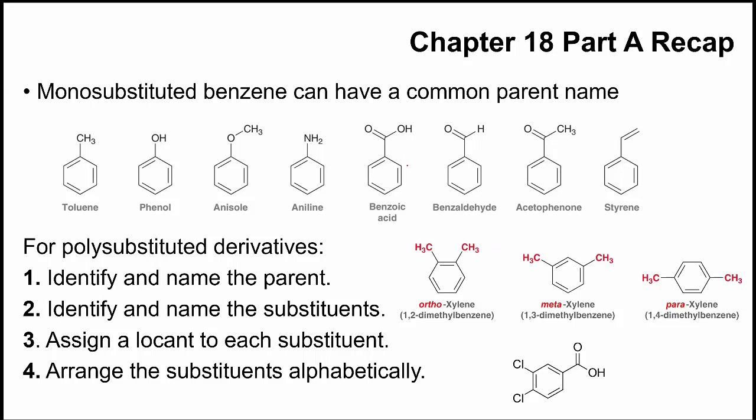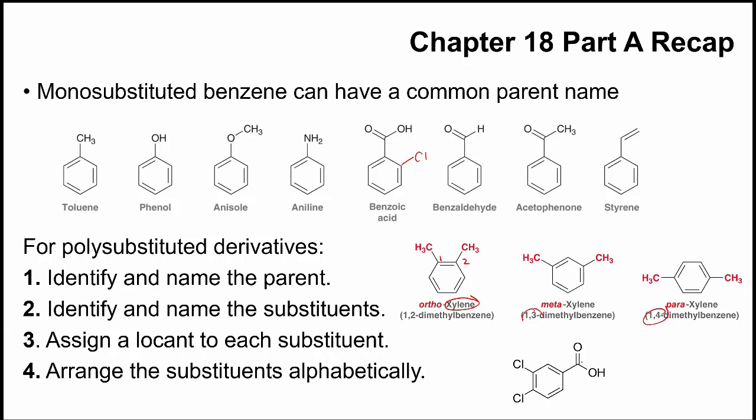So if it was benzoic acid and there was another group on here, this would be 2-chlorobenzoic acid. You identify and name the substituents, assign the locants or numbers, and arrange it alphabetically. So the rules are very similar. The tricky thing with benzene is trying to identify what the parent is going to be. Xylene is a specific name for two methyl groups on a benzene. If it's 1,2-dimethyl, it's orthoxylene. Ortho means there's the 1,2 relationship. A meta relationship is 1,3. And if it's para, or across from each other, that one is 1,4.